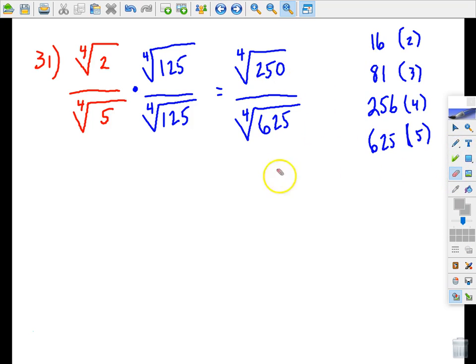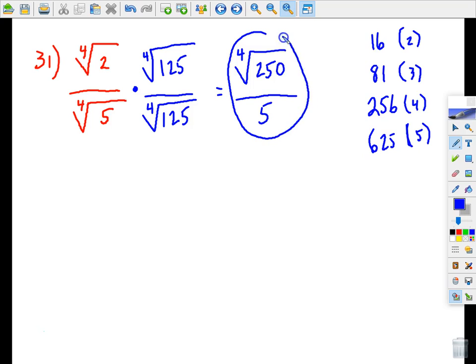And the denominator, it's the 4th root of 625, which we've already discovered is just 5. So we can erase that radical and put 5. Okay, and as it turns out, none of our perfect 4th root numbers divide evenly into 250. We can't do any canceling, so this ends up being our final answer for number 31.